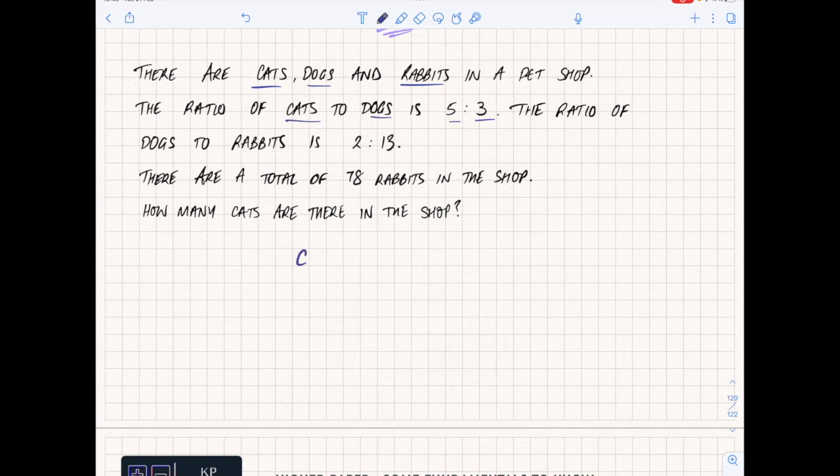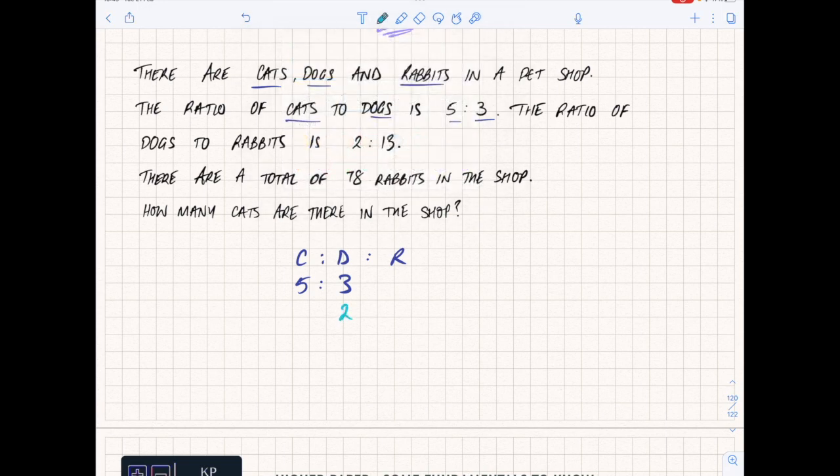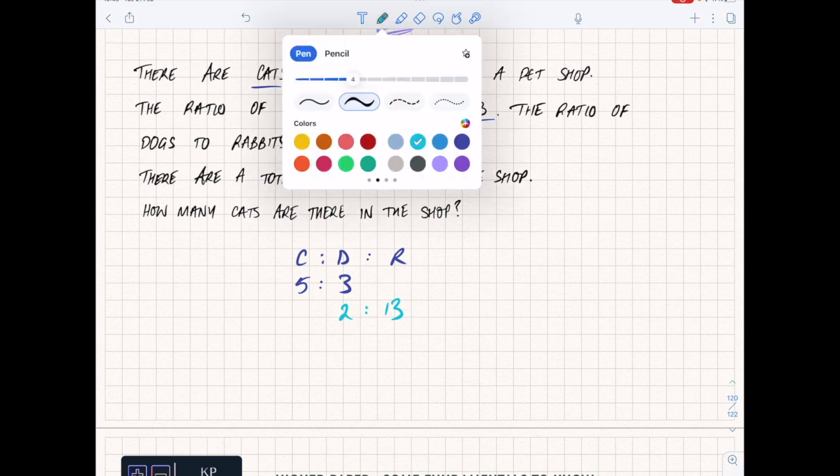So let's just write down what we've got. We've got cats, dogs, rabbits. Cats to dogs is 5:3, and then dogs to rabbits is 2:13. So this is actually what we've got. Now, I like to call this ratio with an overlap, okay?